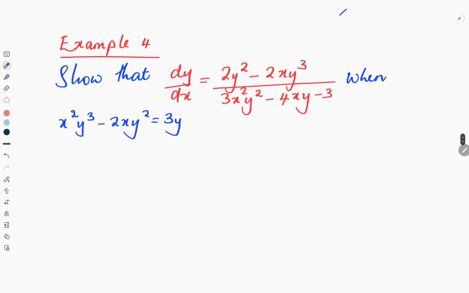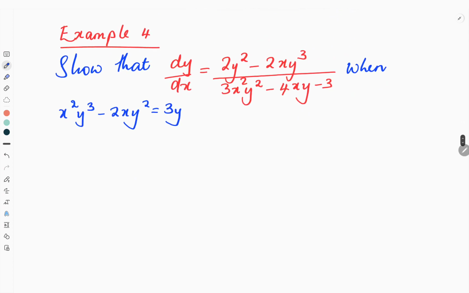And lastly, in this example, you are asked to show that dy/dx is equal to 2y squared minus 2x y cubed over 3x squared y squared minus 4xy minus 3, when the function is x squared y cubed minus 2xy squared is equal to 3y. So remember, now we've got a product, so we use the product rule. So we do u dv/dx. We do x squared multiplied by the derivative of y cubed, that is 3y squared.